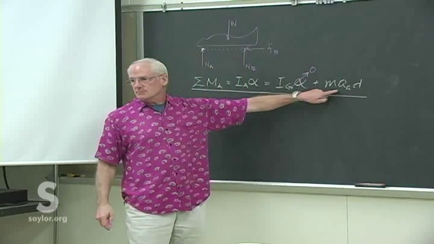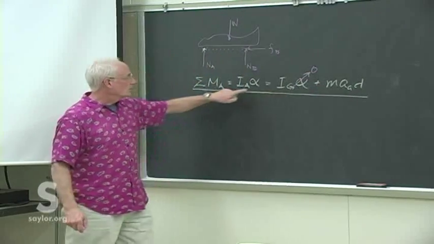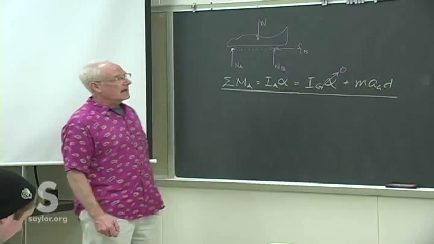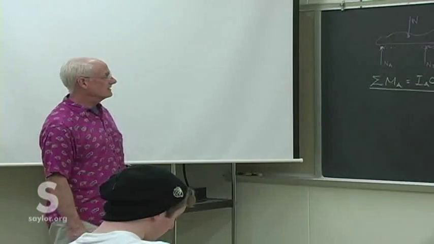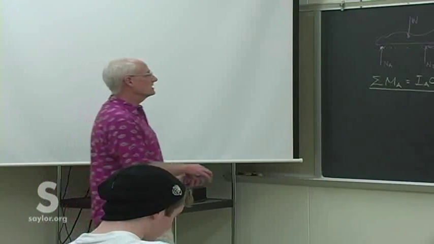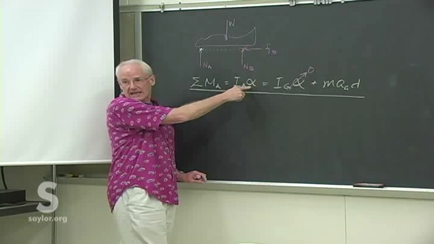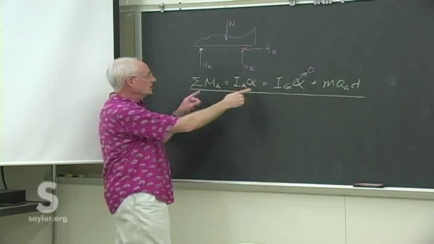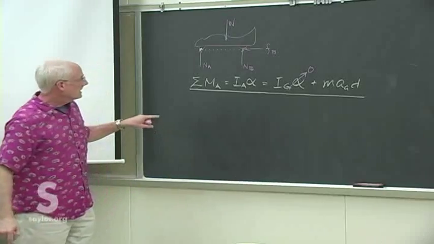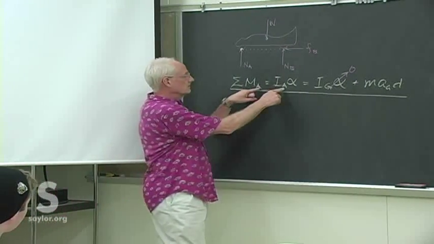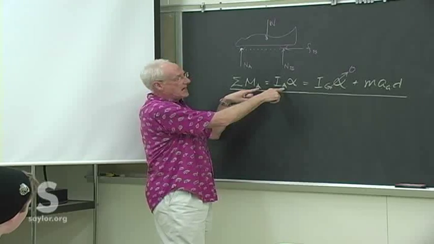But notice this part is a remainder here, which shows that this alpha is not zero. At that instant, they do have a different angular acceleration about those different points. So don't say back here that this is zero. If you're going to use just the sum of the moments equals I alpha, make sure that the subscripts match.